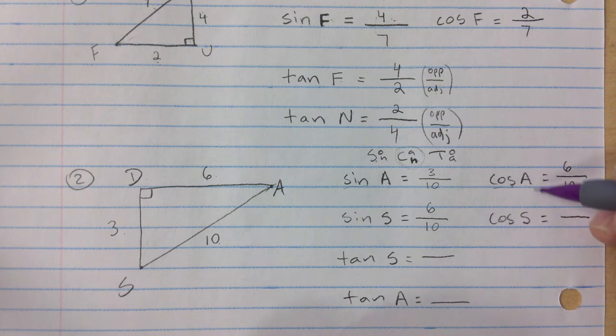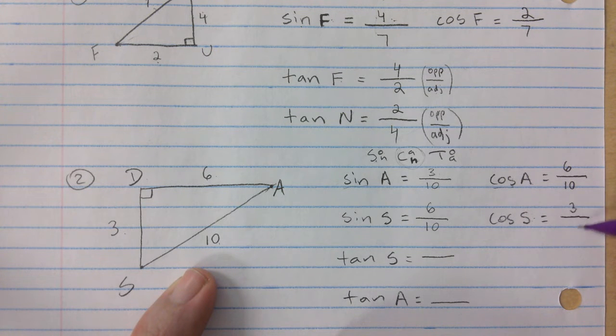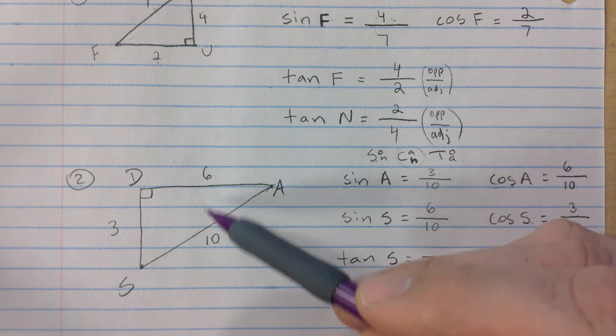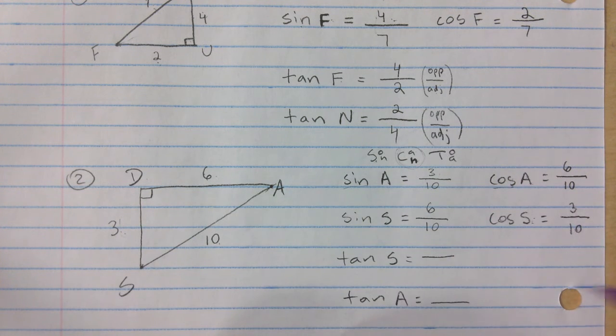And you can almost play this game. If cosine of A is 6 over 10, then cosine of S will be 3 over 10. You can almost be guaranteed because S is over here, opposite, hypotenuse, adjacent. So it'll be 3 over 10. Okay?